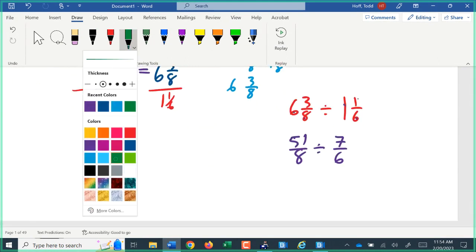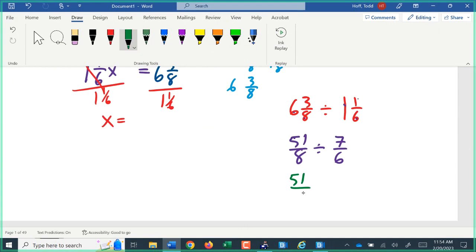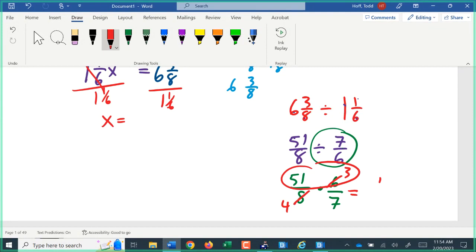Then we have to change it to multiplying by the reciprocal. So the 51/8 doesn't change. Remember, division operates on the fraction coming after it. So this is times, the reciprocal would be 6/7. We can still cross cancel here. 8 and 6 divide by 2, giving me 4 and 3. 51 times 3 is 153. 4 times 7 is 28.